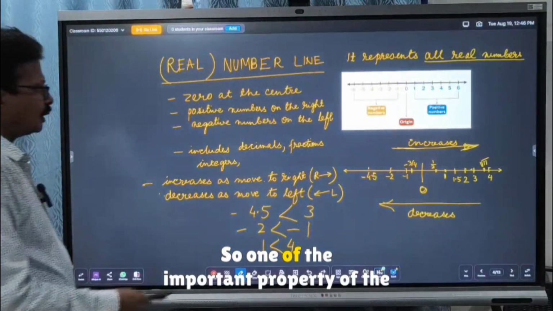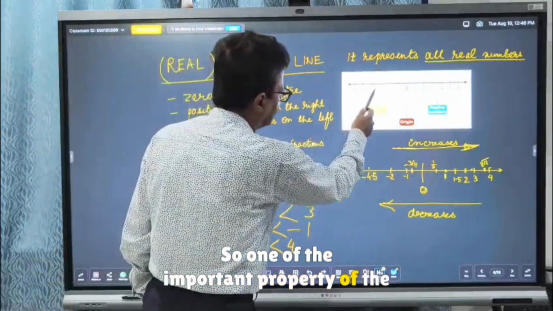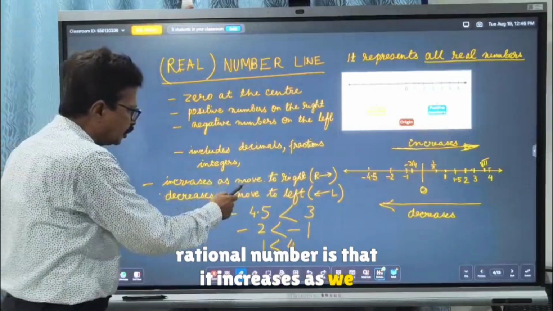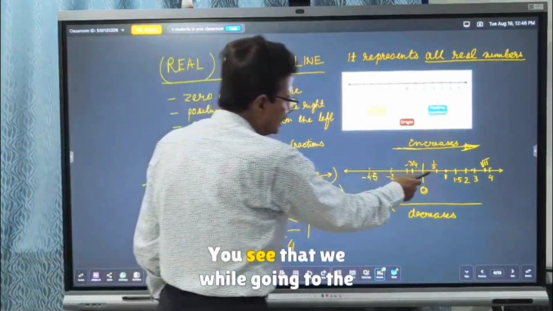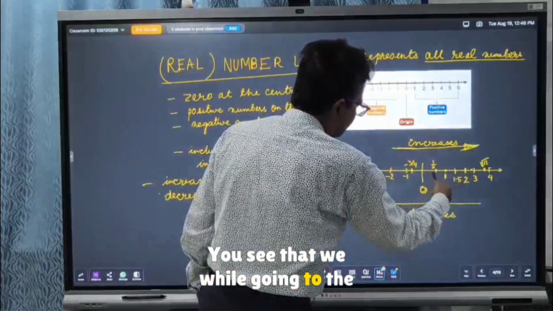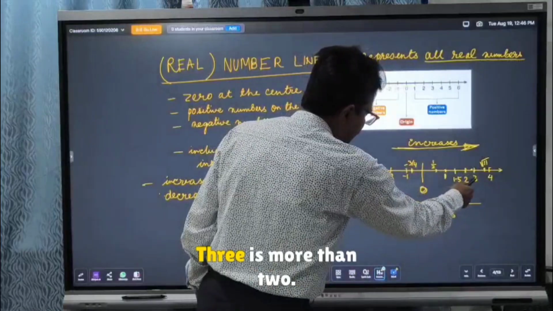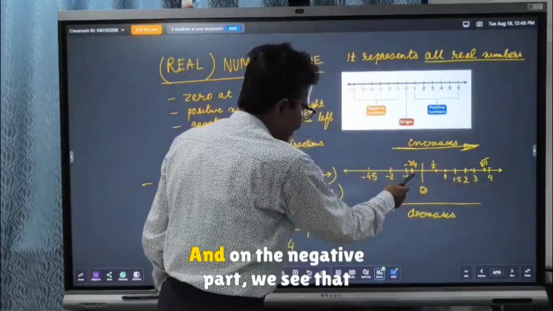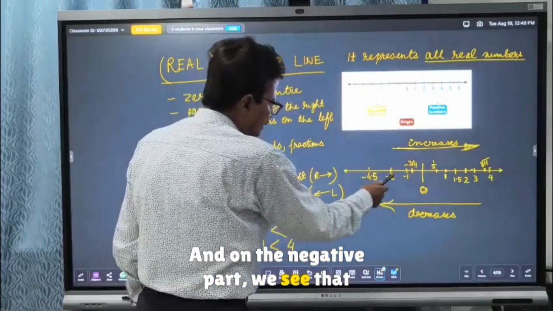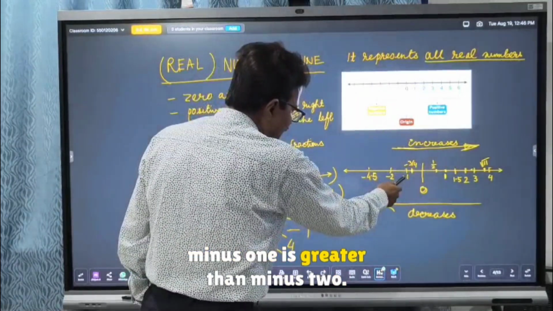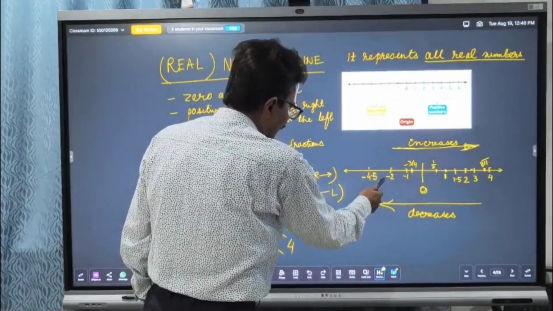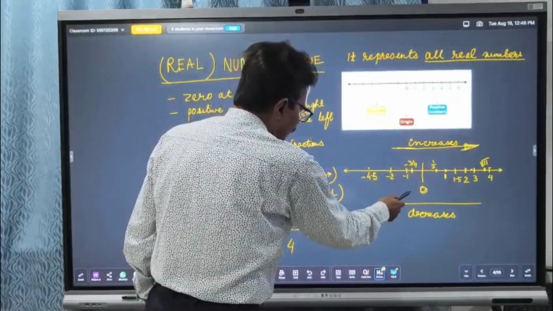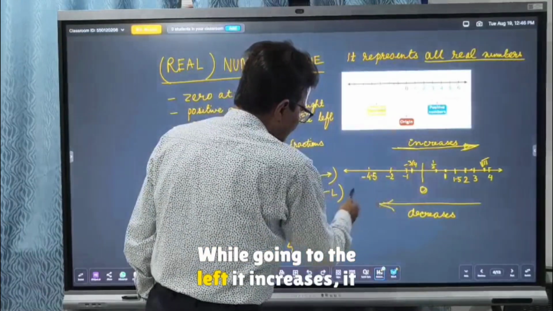One of the important properties of the real numbers is that it increases as we move to the right. You see that while going to the right, it increases. 3 is more than 2, 4 is more than 3, like that. And on the negative part, we see that minus 1 is greater than minus 2, minus 2 is greater than minus 4.5, like that. While going to the left, it decreases rather.